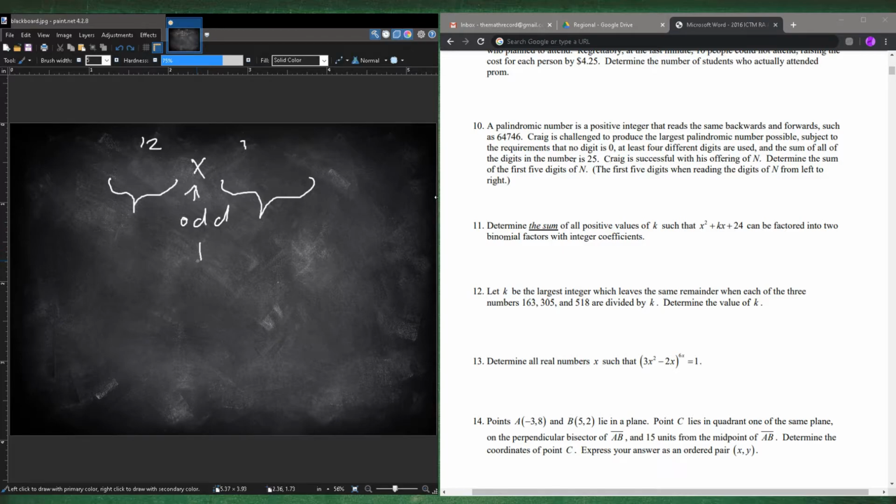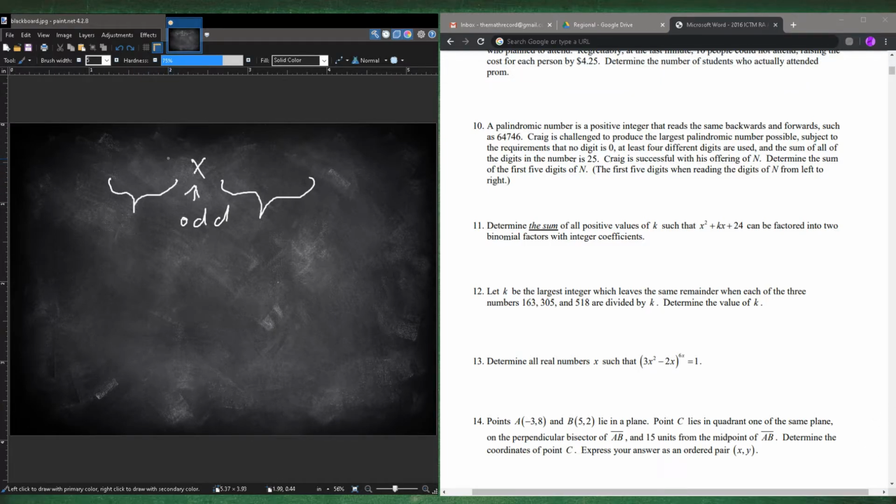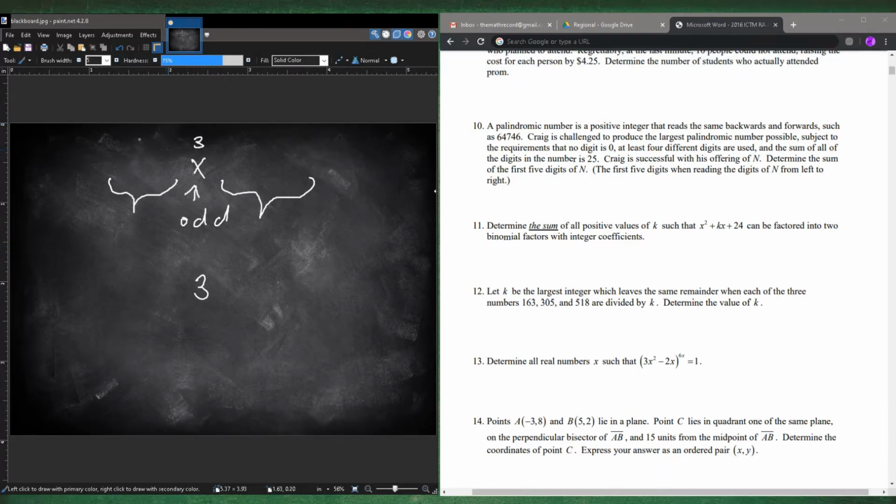But we can't use 1 in the middle, because they say at least four different digits are used, and the smallest digit we want to use is 1. We want a bunch of ones on either side. So we need to put the next smallest odd number in the middle. Instead of a 1, let's put a 3. If we have a 3 in the middle, 25 minus 3 is 22, and 22 divided by 2 is 11. So there's a 3 in the middle, and a sum of 11 on either side.